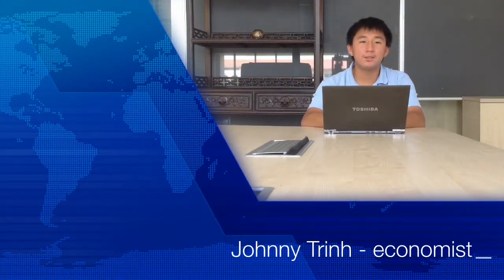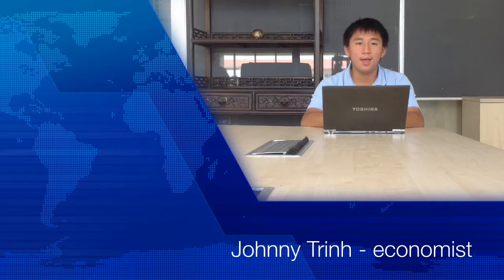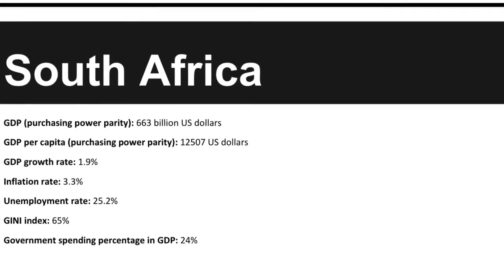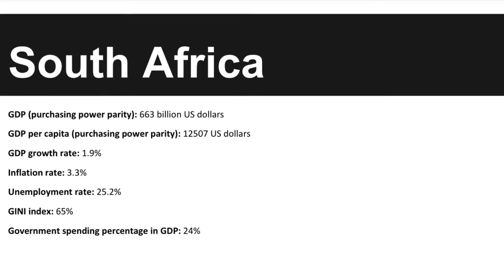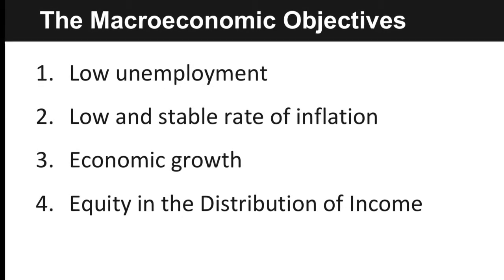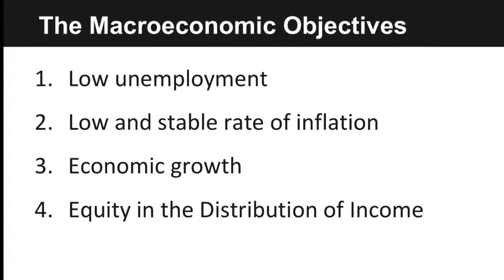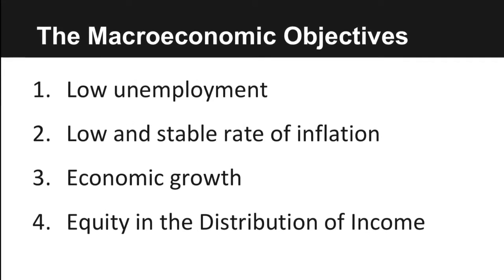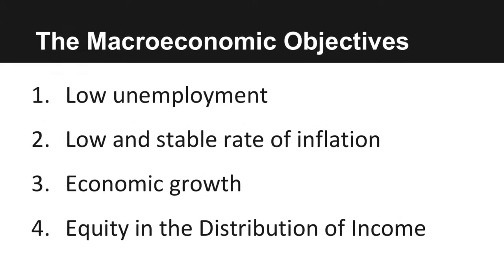Gentlemen, this is John Nutrien, and today we will be taking a look at the South African economy. In order to do so, we will be taking a look at some of the figures, such as the GDP per capita, inflation rates, and growth. All these things will later help us to draw a conclusion on whether or not it achieves its macroeconomic objectives: low unemployment, low and stable rate of inflation, economic growth, and equity in the distribution of income.